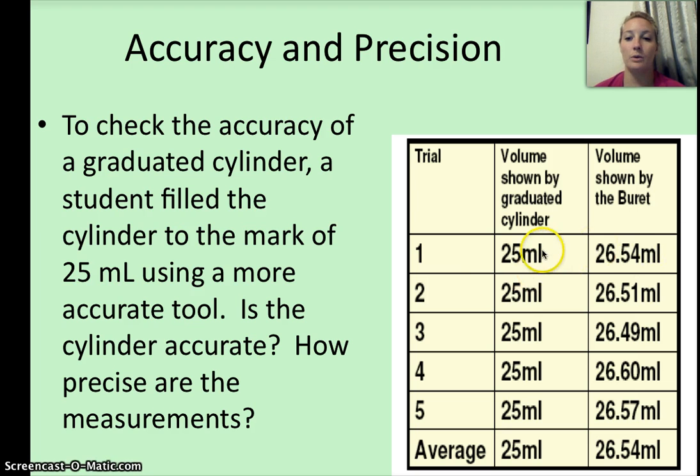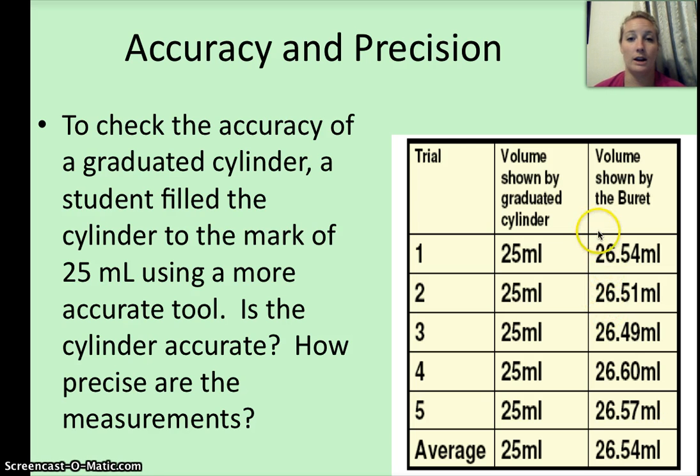Okay, again, accuracy is how close it is to the actual. So we have 25 milliliters is what it should actually be, and this is how much it read: 26, 26, 26. It's about a milliliter and a half off each time, which isn't bad, but it's not the most accurate. So I'd say maybe this isn't as accurate as it could be.